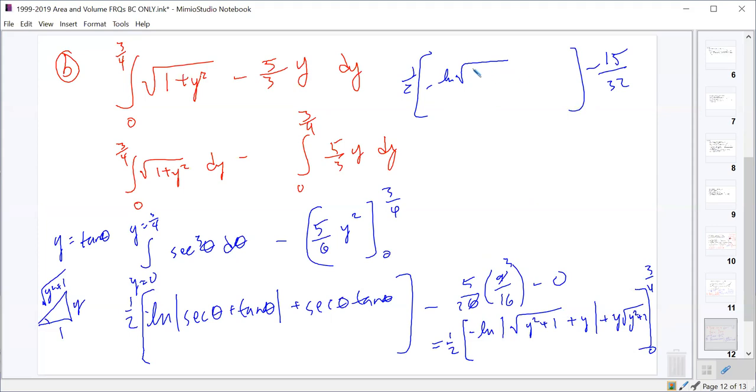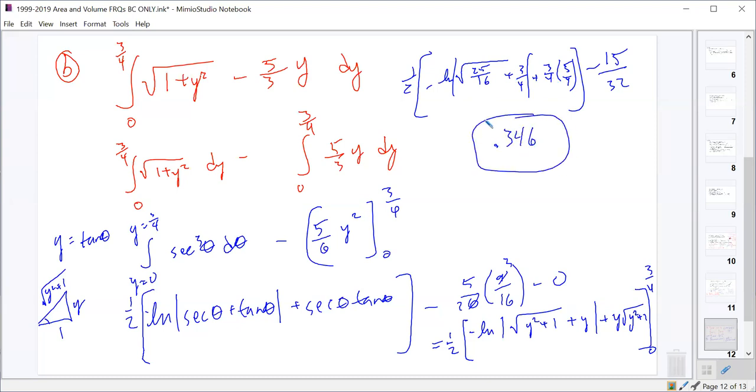9/16 plus, well, it's 25/16. I should simplify it. Plus 3/4 plus 3/4 times the square root of 25/16, which is 5/4. So you get that, which they said comes out to be, now I have 0.346.